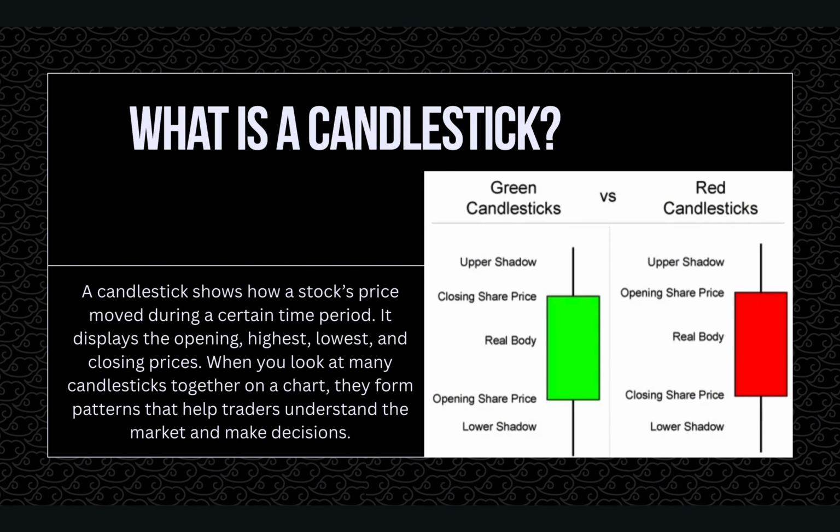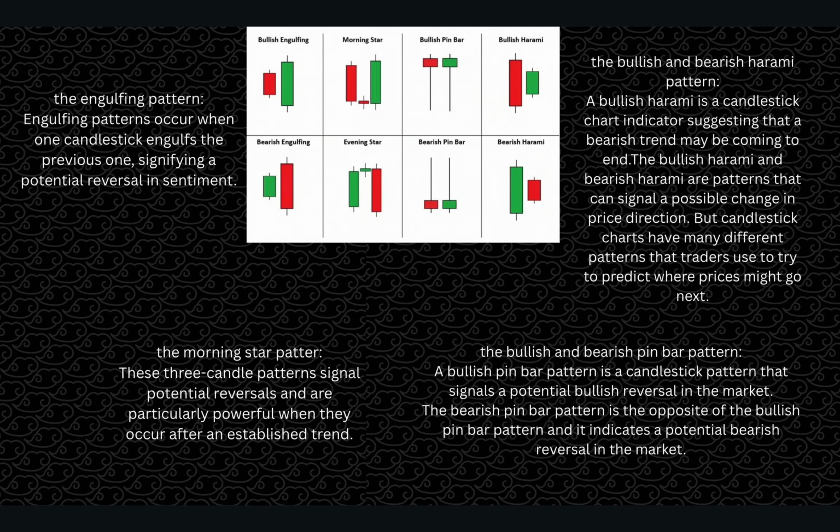Now you understand what a candlestick is. Let's look at what many candlesticks together can do. Here there are 4 patterns that are really important, and there are like 8 more, I'm pretty sure, that are very important too. So let's start with the bullish engulfing, which is a very important and very common pattern you'll see. The engulfing pattern occurs when one candle engulfs the previous one, signifying a potential reversal in sentiment.